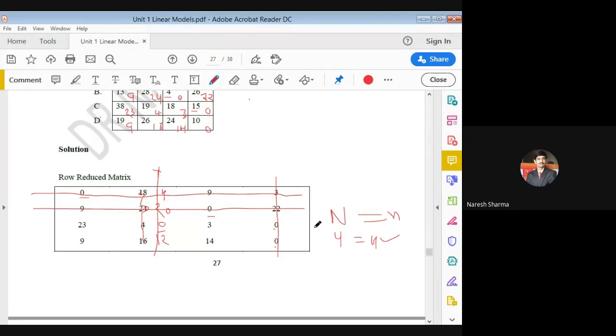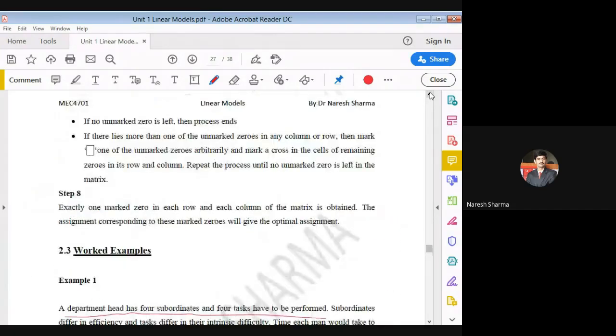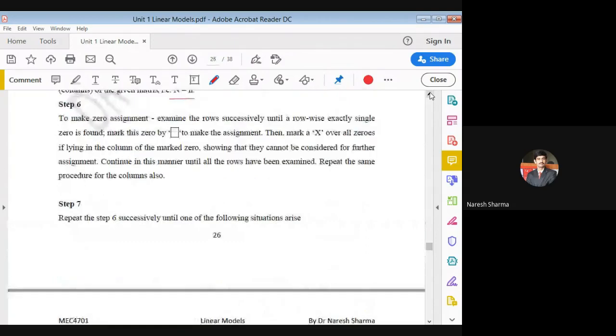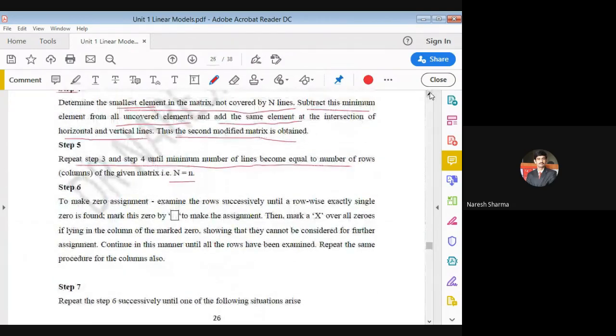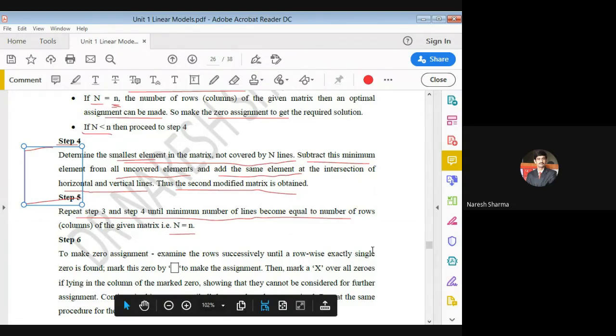No need, we do not require this, right? So in this problem we are not doing anything else, so I am just going for the next step. In this particular example, we do not require step number 4, because our number of lines is equal to the number of rows. So we directly go to step 6.